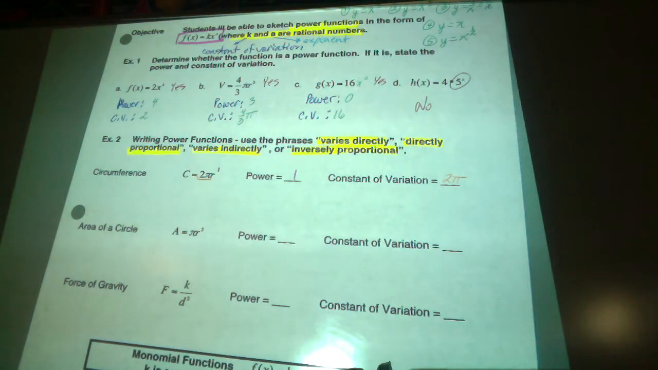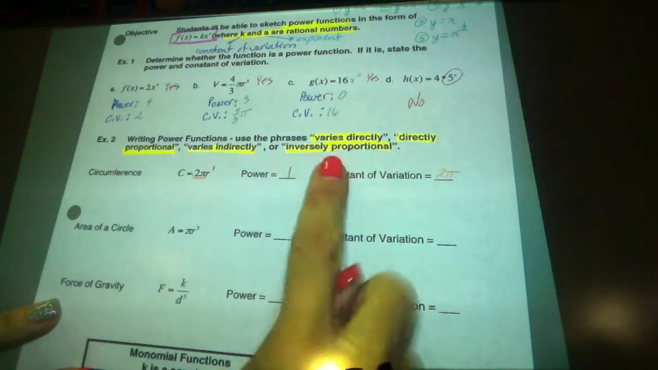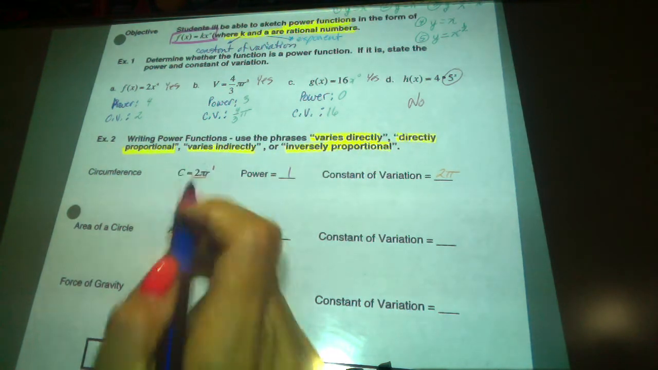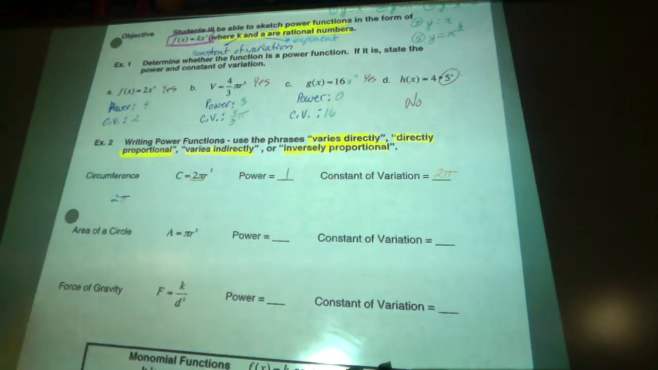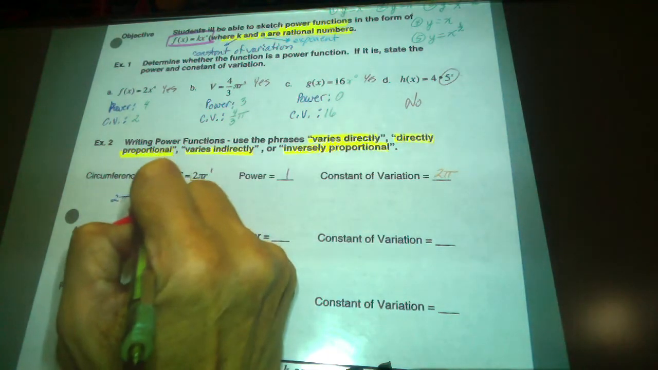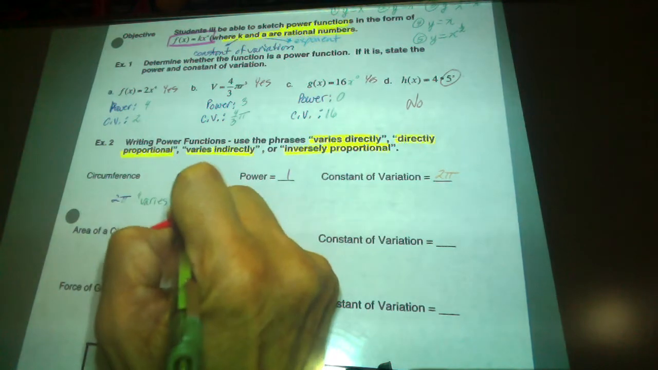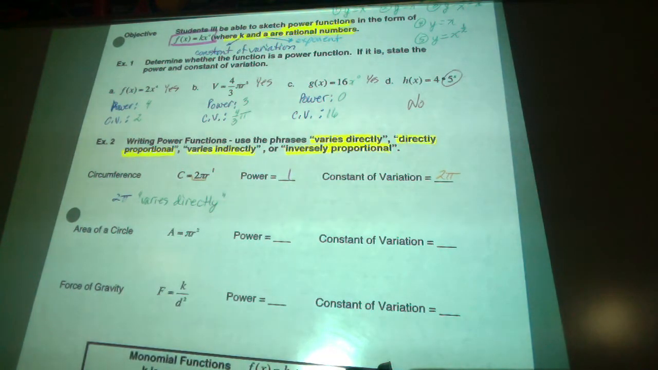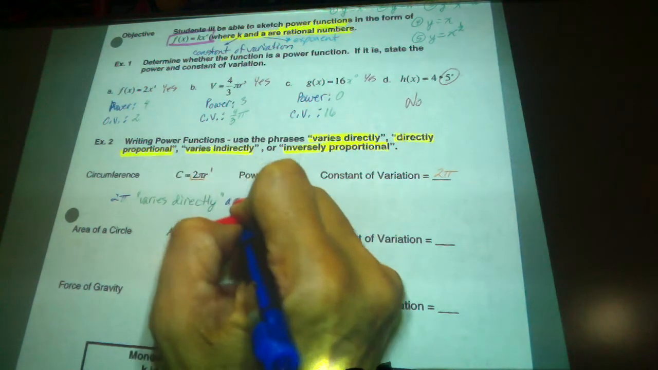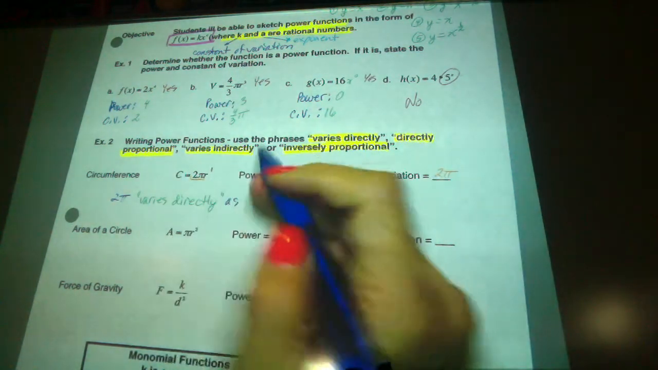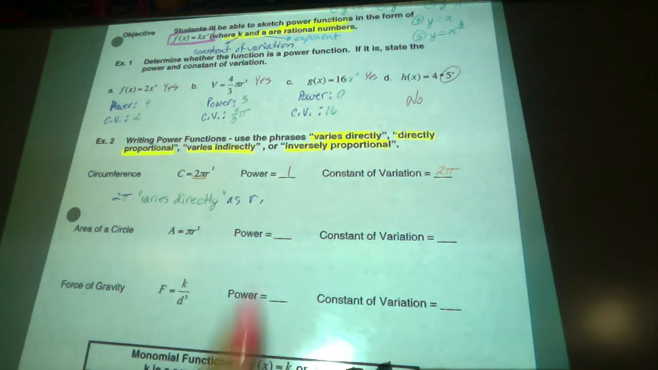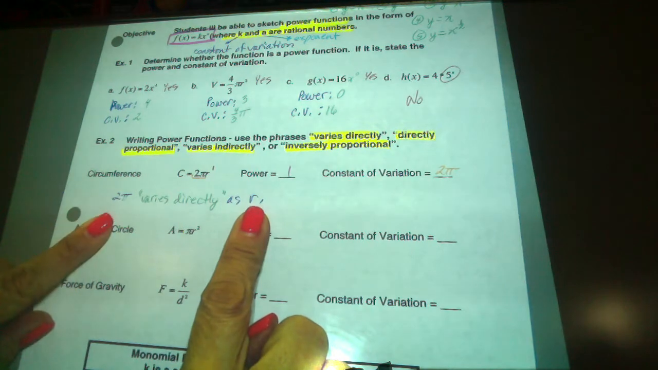So we want to separate those two things with one of these phrases up there. So we're going to say 2 pi because it comes first. 2 pi. I like to use varies directly. Varies directly as, and then you write the power itself, r. You're not going to write r to the first. So the power goes on one side, the constant variation on the other.